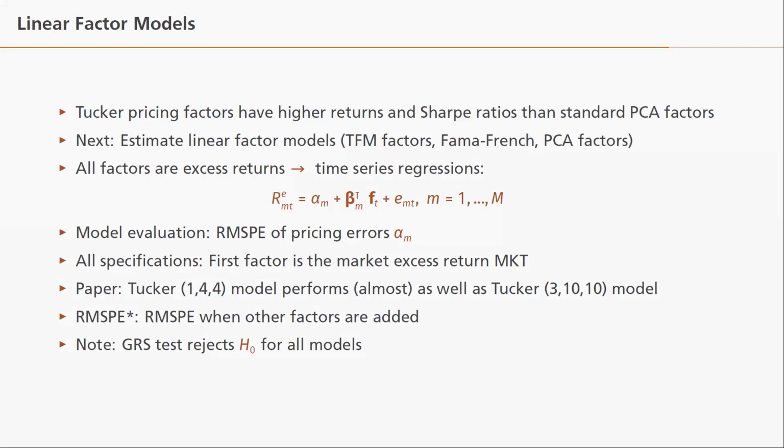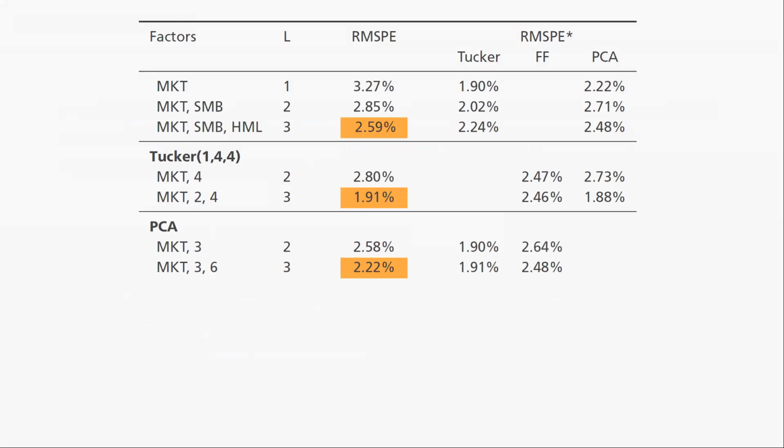And in the table, I compare root mean square pricing errors. So if I, for example, have Fama-French factors in here, what happens if I add other factors? For example, the two Tucker models. So these are the R squared with the star, the factors plus other factors. As usual, the GRS test rejects all of these, so that's a high hurdle. This is the benchmark: the CAP-M, the SMB, and the three-factor model.